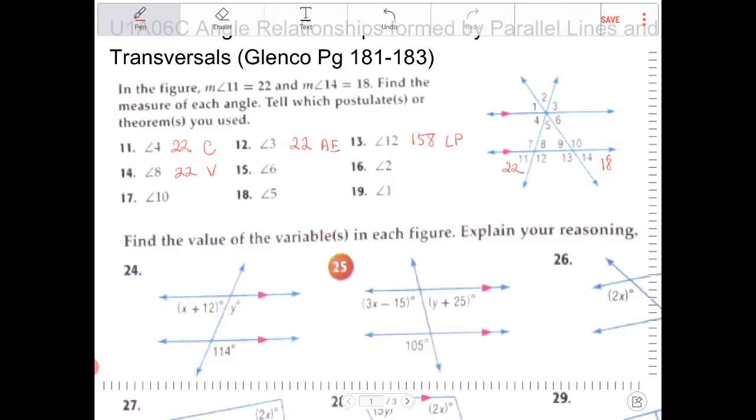Number 15, I need to solve for angle 6. Angle 6 and angle 14 are corresponding, so therefore this is also going to be 18. It's corresponding. Next, I need to find out what angle 2 is.